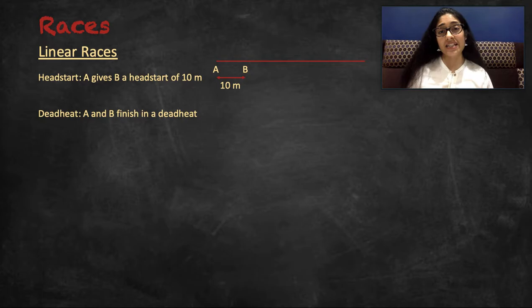Next, dead heat. So when I say A and B finish in a dead heat, it actually means that they both finish exactly at the same time. Thus, there is no winner, no loser.